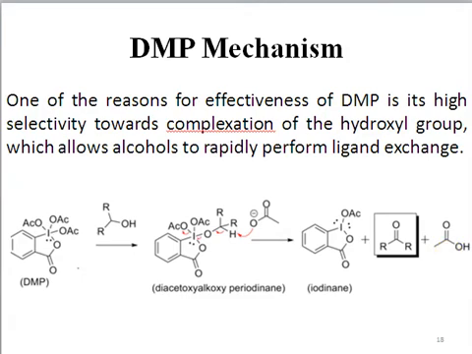You can easily see that here the intermediate is diacetoxy-alkoxy-periodinane. Why are we saying diacetoxy-alkoxy? Because iodine has 2 acetoxy groups attached here and 1 alkoxy, because there is an alcohol. When an alcohol is attached to something, we say it as alkoxy, an alkyl group attached with the oxygen, so that's an alkoxy group, and these are acetoxy groups. So when we have a monohydric alcohol and we react it with DMP, the intermediate is diacetoxy-alkoxy-periodinane.